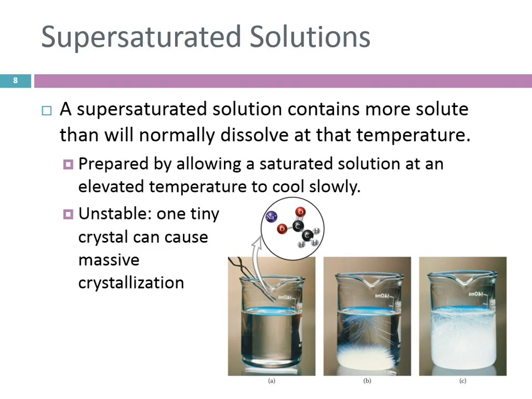They are unstable. So you make a saturated solution at an elevated temperature and you allow it to cool slowly without disturbing it. But it is unstable. And so one tiny crystal, sometimes a bump or just touching the surface, will cause a massive crystallization. So here's a picture of the supersaturated solution. They're going to just drop a tiny crystal in there, and you can see the crystals forming, and then it gets almost solid again. Can't you do that with water?